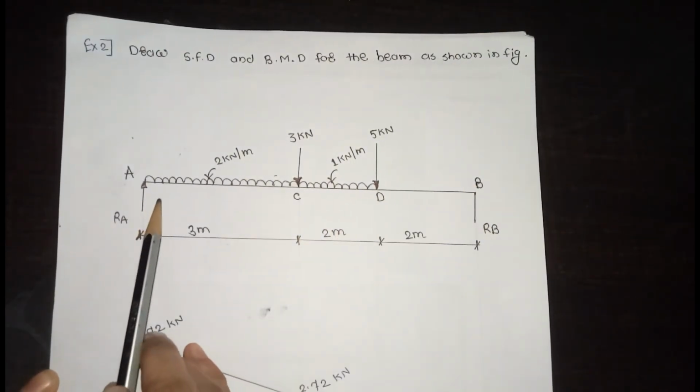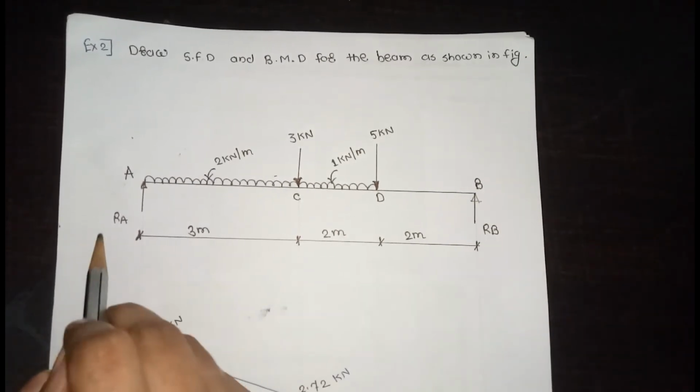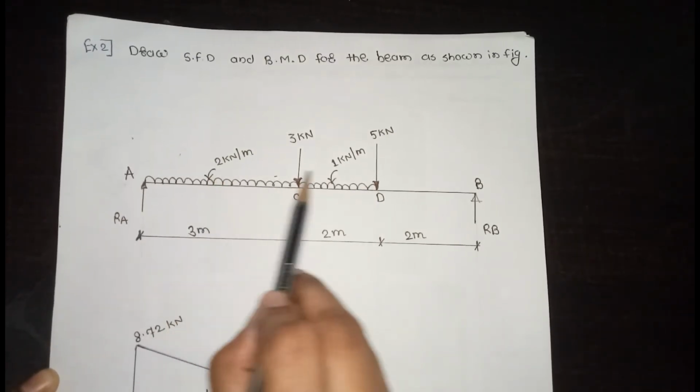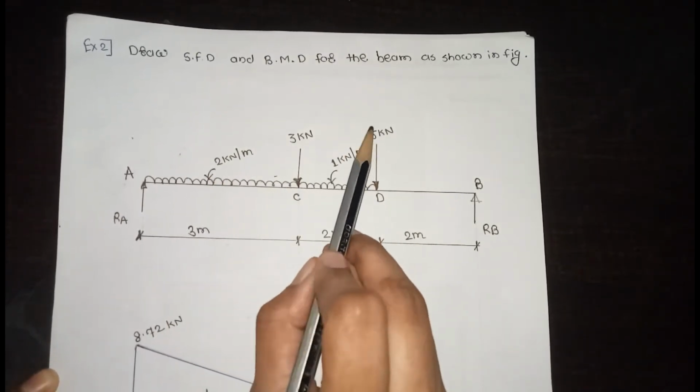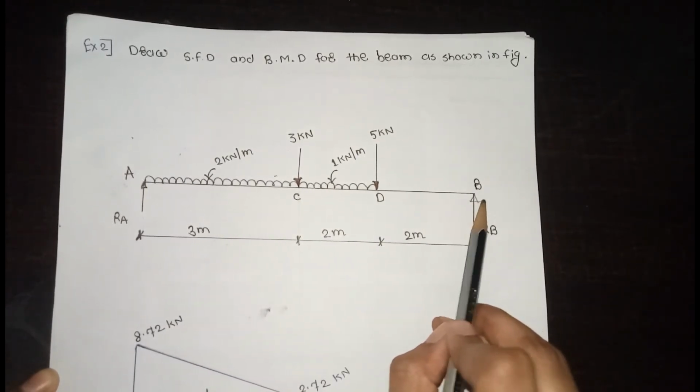This is a simply supported beam. Both ends are simply supported. This figure shows two UDLs and 2 point loads. Okay, point A, point C, point D and point B.